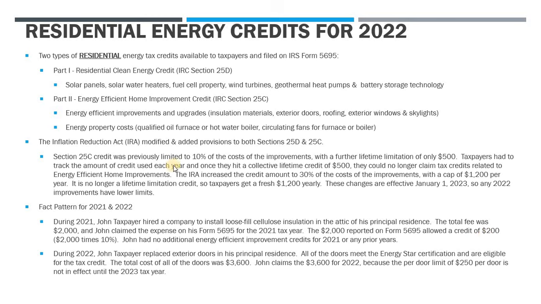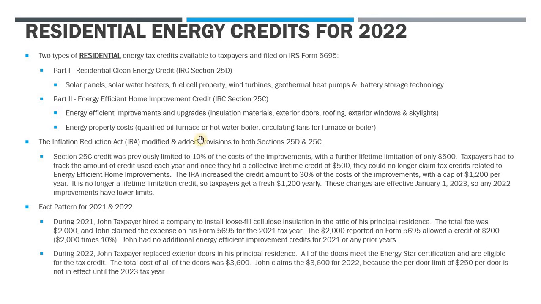Because remember, under 25C, the credit amount is 10% of the cost of the improvements, and then it's capped at $500 for this particular type of improvement. Obviously, there were some other unique exceptions where certain things have different credit limits, but for the installation, there was no cap on installation itself. It was just 10% of the cost and then a $500 lifetime credit.